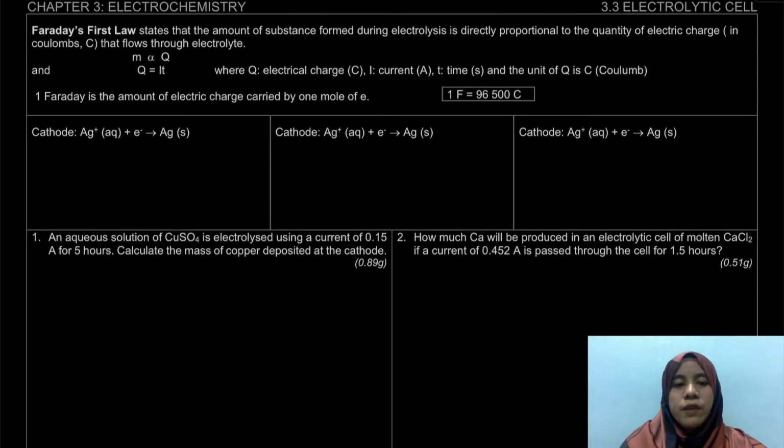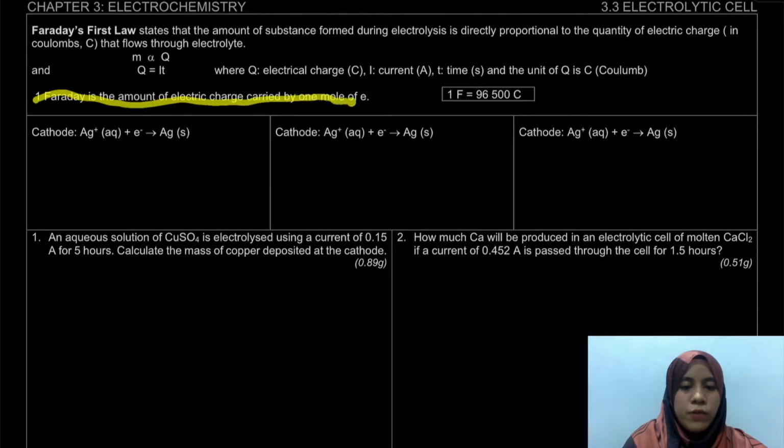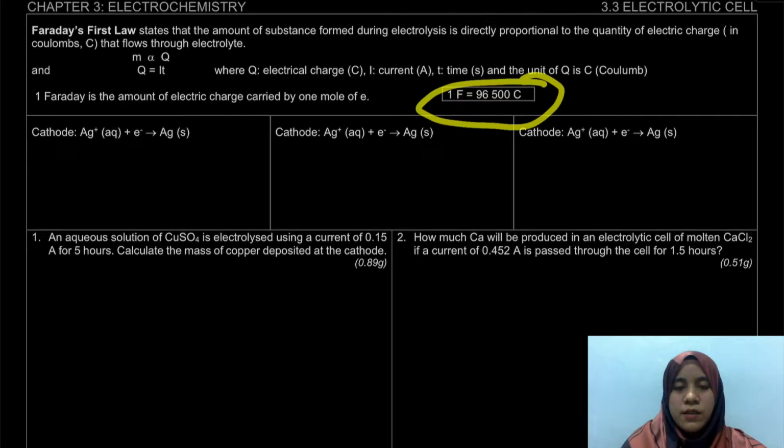From Faraday's first law, 1 Faraday is the amount of electric charge carried by 1 mole of electrons. 1 Faraday is equal to 96 500 coulomb. If the value is not given in the question, we don't have to memorize it. It will be there in the list of constants.